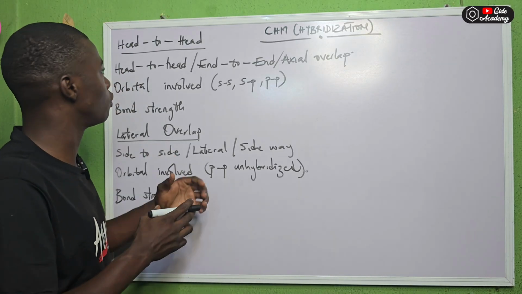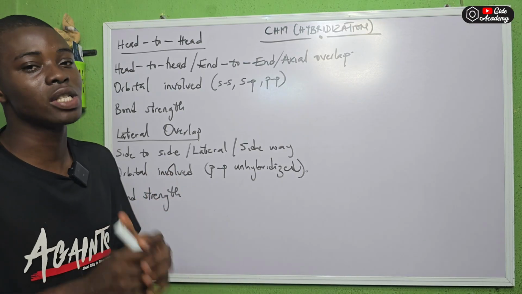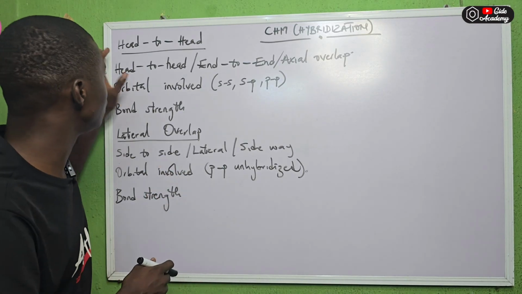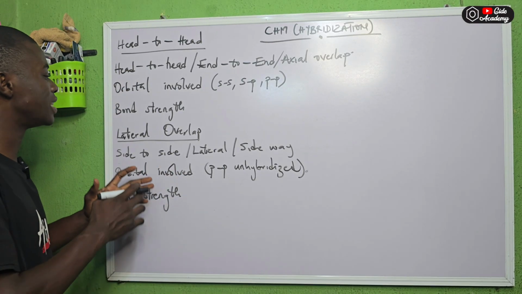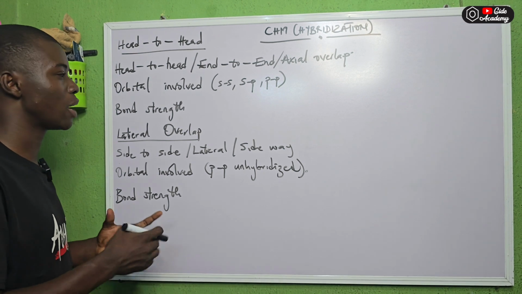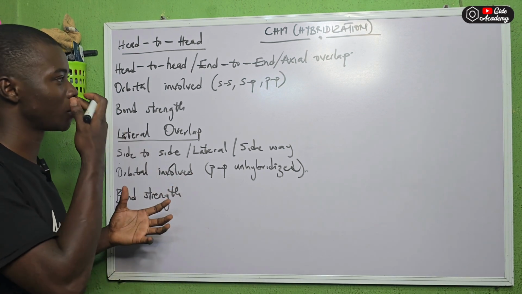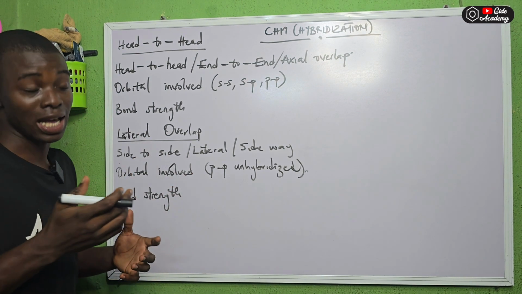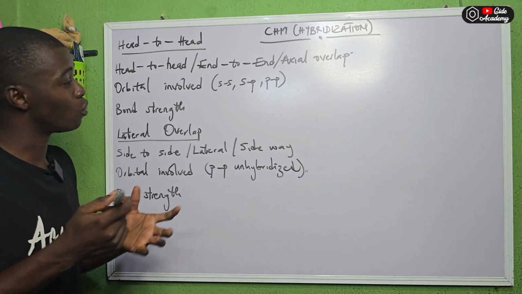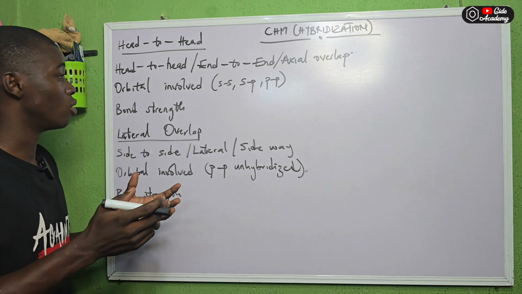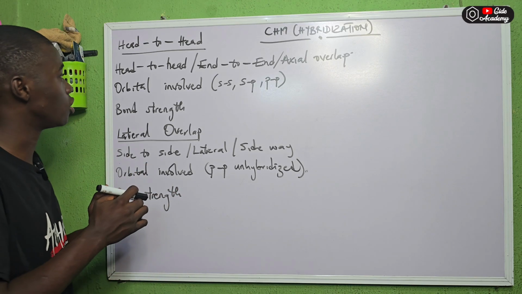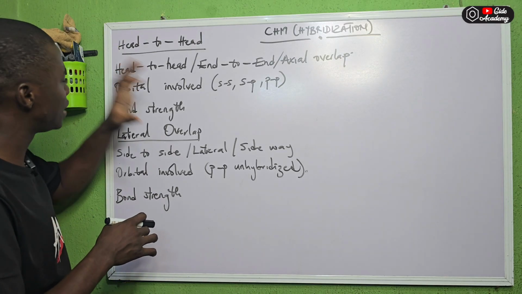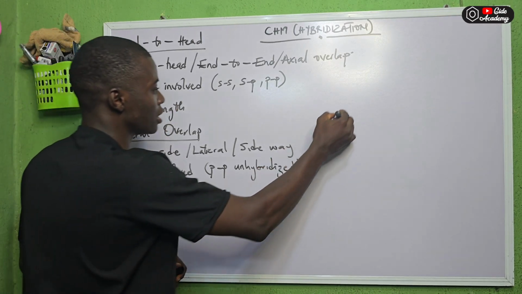This video is where I'm going to explain the two types of hybridization, which are the head-to-head hybridization and the lateral overlapping hybridization. I might not go deep. I just want to explain the surface for those of us who are writing external exams like JAMB, WAEC, even your higher institution exams. So these are the two major types of hybridization.